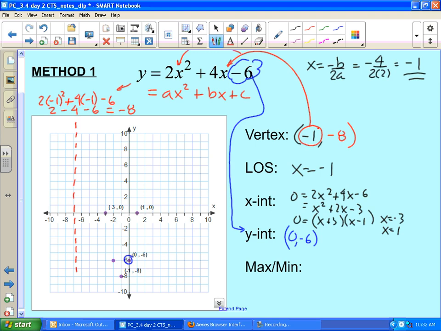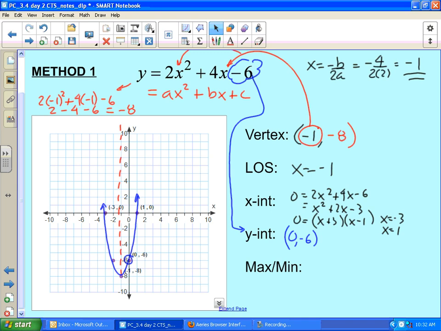So I have everything I need to draw my graph. There's my parabola with the vertex hanging out on this line, x equals negative 1. So not a whole lot different other than negative b over 2a. And that's really the only thing that's different.